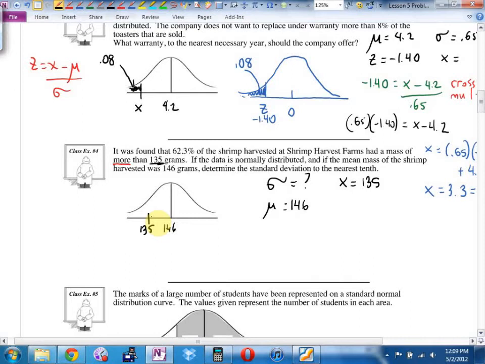Oh, and remember the percentage? Can you find the percentage again, Adrian? Now, did it tell me that 62.3 were above 135 or below 135? Read the question. So what it's saying, I think, is that this area here was 0.623. See how we drew that? Okay, I filled in everything.